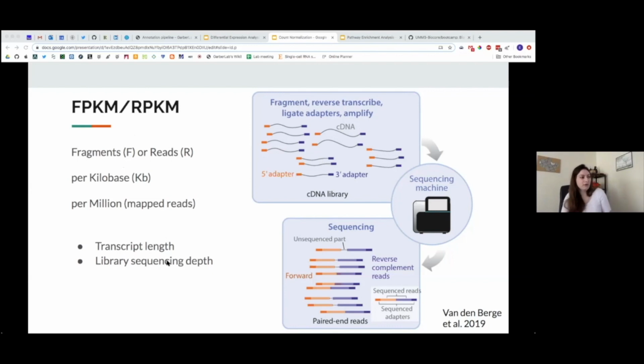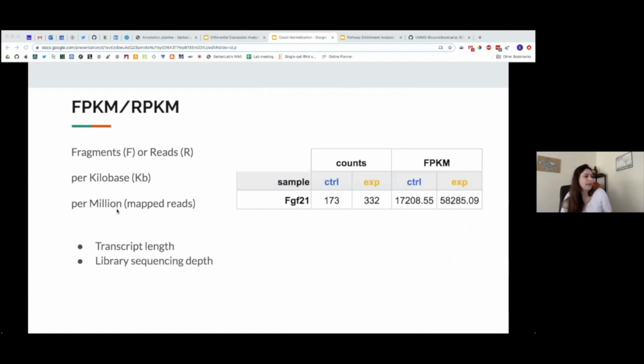So it will take care of both, because you're dividing the number of fragments you see by the length of the gene and by the total number of mapped reads you have. And here's just to illustrate how you would get it from the table you guys have been working with. So you have the counts and you have the FPKM for the FGF21 gene.